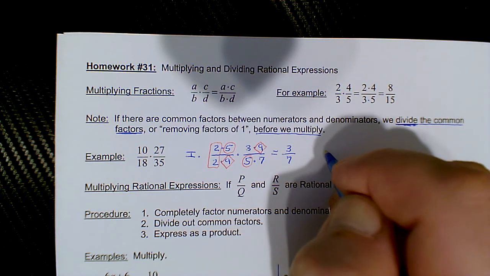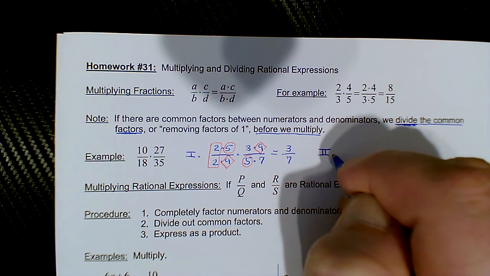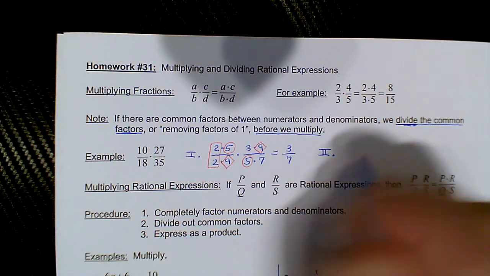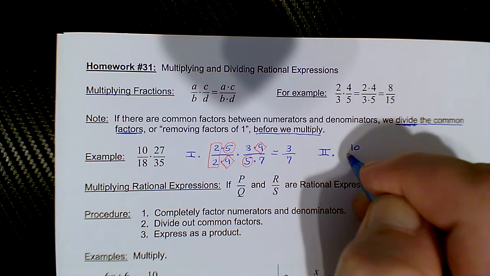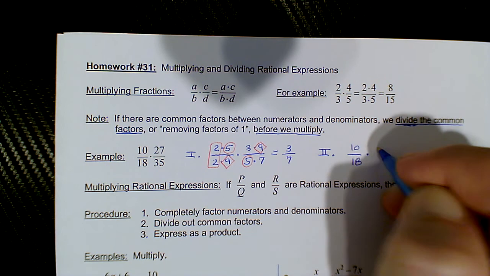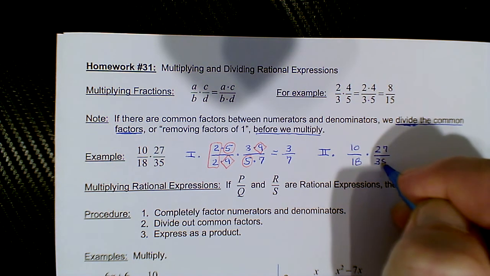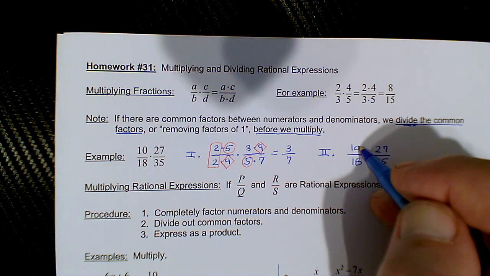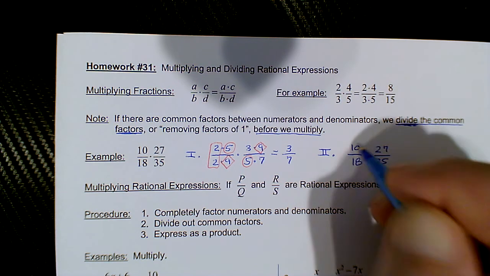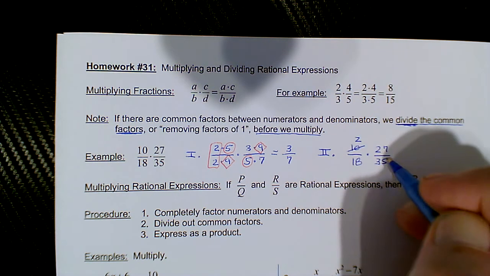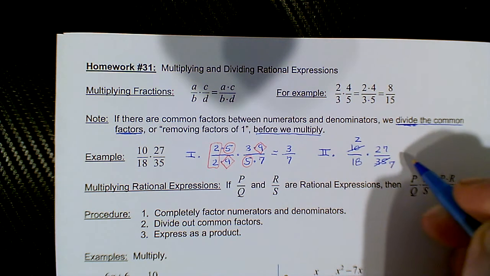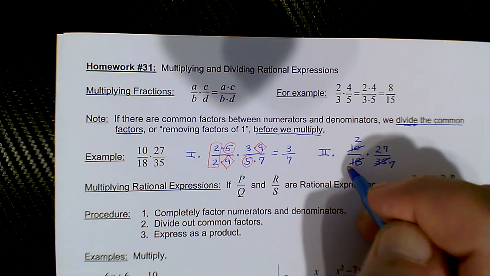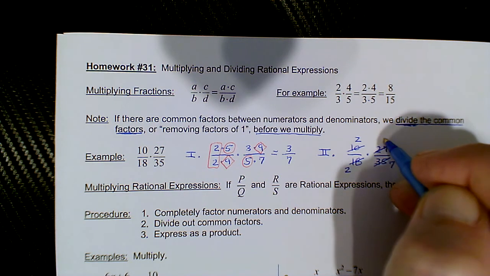That's just to illustrate the concept that we're going to be using. But the way we typically think about this is if you had 10 over 18 times 27 over 35, you could think about it as follows. 5 is a common factor between 10 and 35. So if you divide 5 into 10, we get 2. And if you divide 5 into 35, we get 7. And then between 18 and 27, 9 divides evenly. 9 goes into 18 2 times, and 9 goes into 27 3 times.